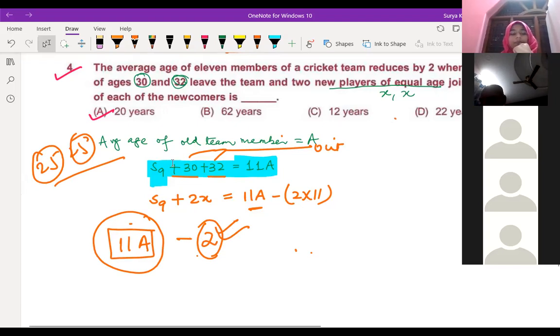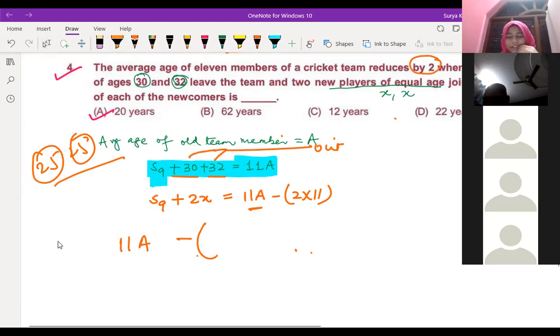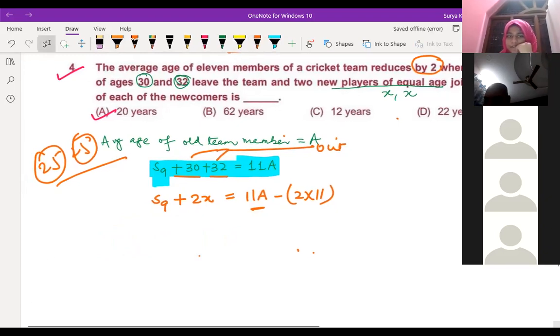Sir, the total average is reduced by 2, but how will the 2 affect? Sir, you are already adding 2 members, so why are you subtracting from the other side? I didn't get that. Same thing I'm discussing right now again. See, first these 2 members, 30 and 32, are going out. 2 members are coming inside. After these 2 members come into the team, what is happening? Tell me, Hania, the overall average is reducing by 2, correct? Yes, sir.